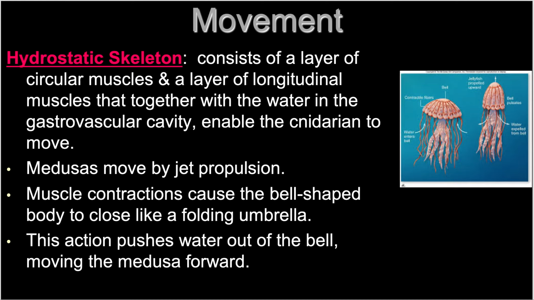So medusas, which are like the jellyfish shape, are going to move by jet propulsion. So the muscles will contract and cause their bell-shaped body to close like an umbrella, and then they'll push water out of their body and it moves them forward. So they just open and close like you would an umbrella and go through the water.